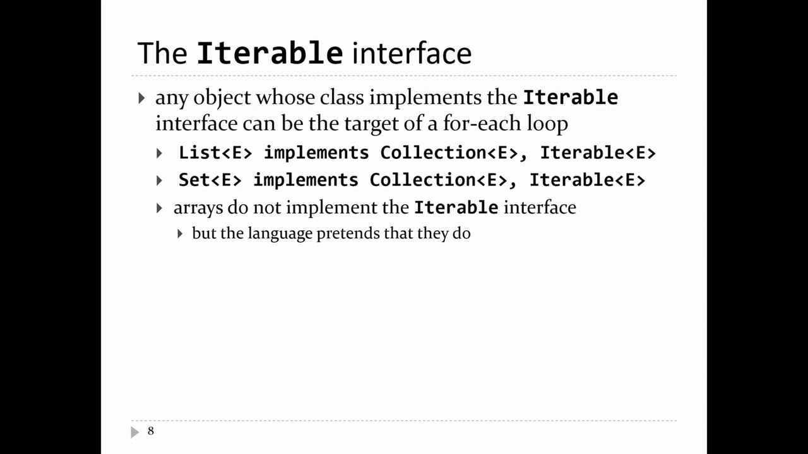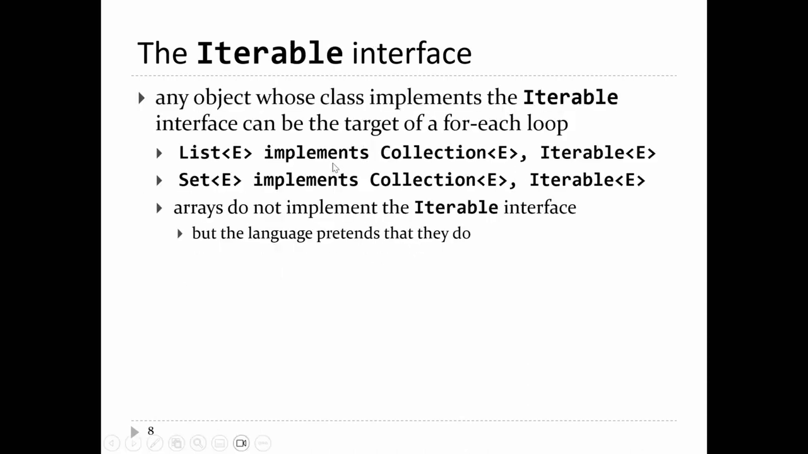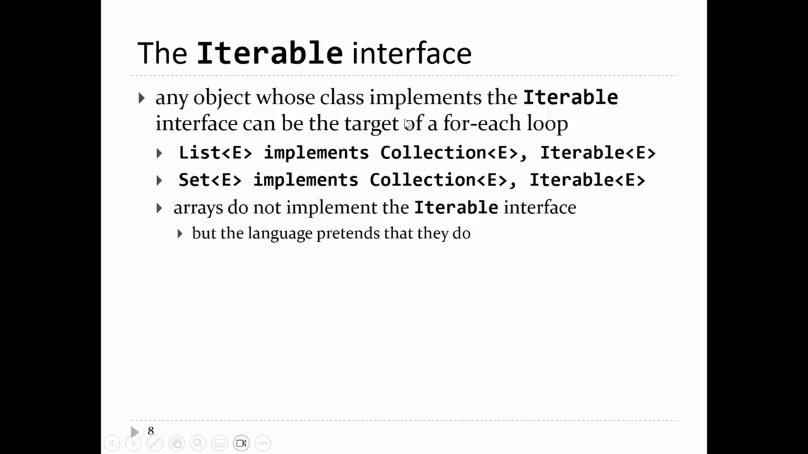If you have an object whose class implements the iterable interface, that lets that object be the target of a for each loop. Notice that there's a second, different interface called Iterable. Iterator is the interface that defines an object that can iterate over a sequence. Iterable is the interface that says you can iterate over a sequence. So the iterator is the thing that knows how to iterate over the sequence, and Iterable is the thing that says you can iterate over the sequence.